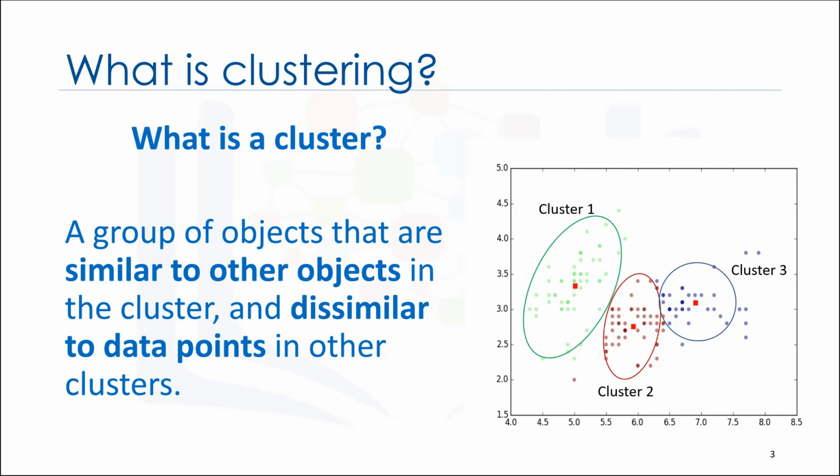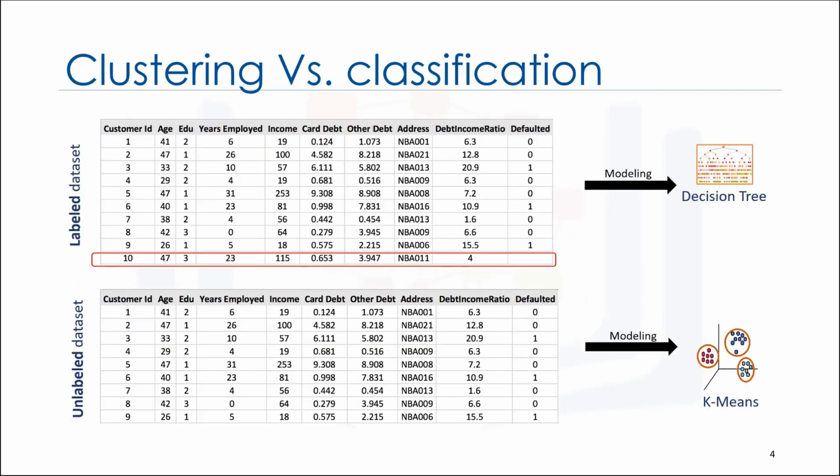Now, the question is, what is different between clustering and classification? Let's look at our customer dataset again. Classification algorithms predict categorical class labels. This means assigning instances to predefined classes such as defaulted or non-defaulted.